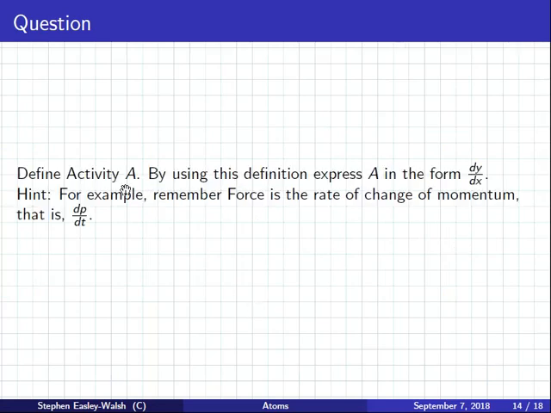Define activity by expressing it as a derivative. Remember, for example, force is the rate of change of momentum, so that's dp/dt. And you've done differential equations. So what do you think activity might be as a differential equation? Take a minute, look at the definition of activity, or think about the units. You're half right, you got the dt right, but it's not going to be dA. It's going to be something else. Good, so it's dN/dt.